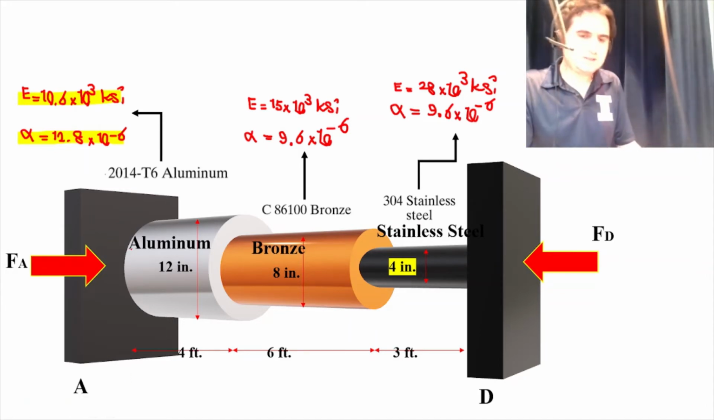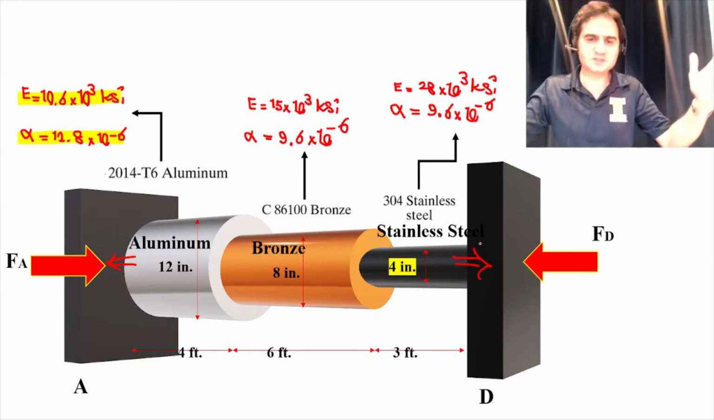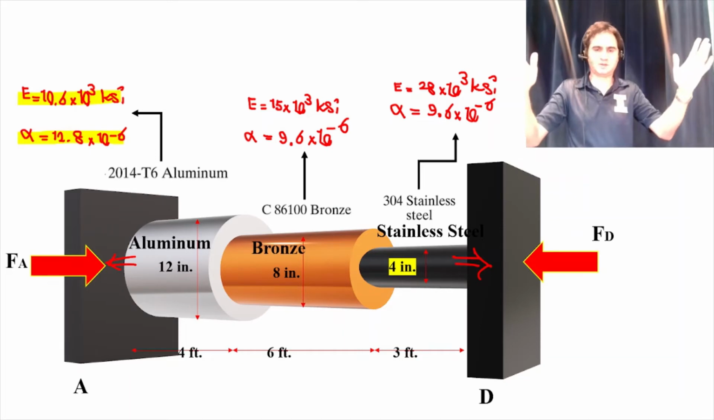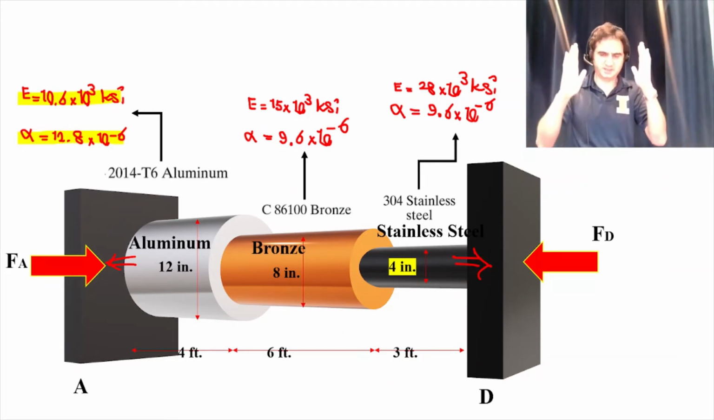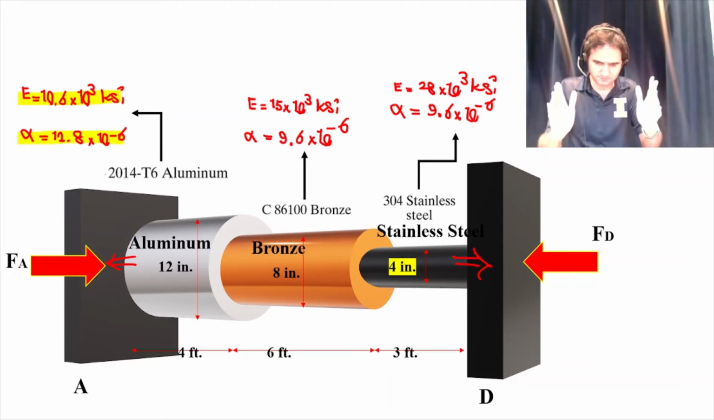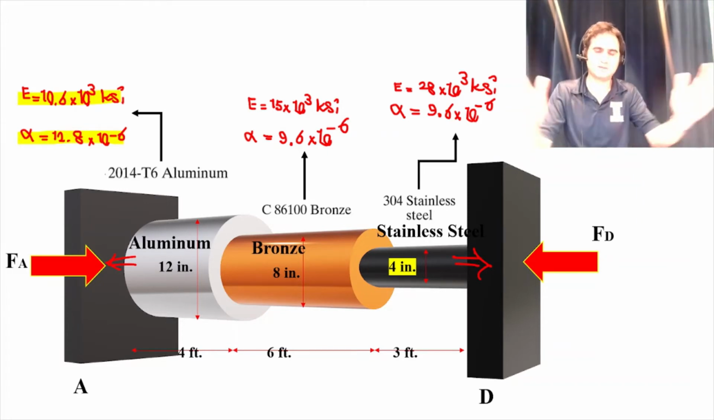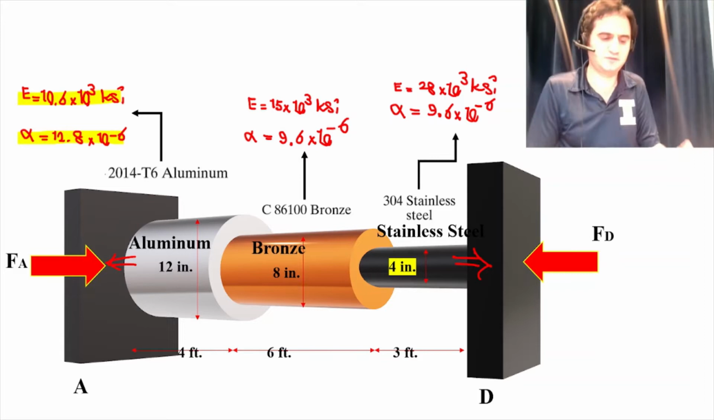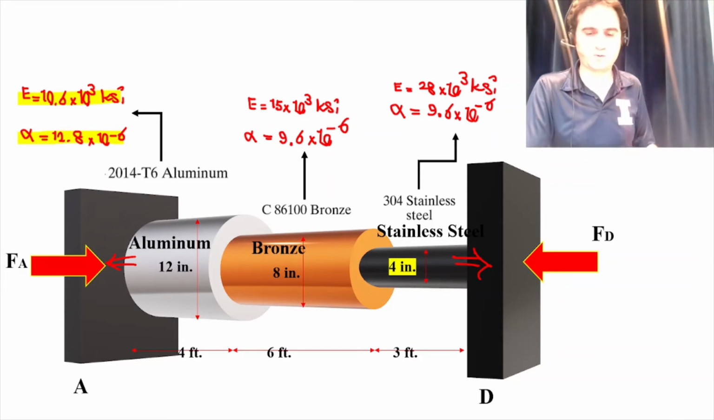As soon as we heat the system, there is an expansion of material. There is outward expansion toward the supports due to the increase in temperature. At the same time, because it's fixed at both ends, supports A and D don't let it go anywhere, so the same amount of force is applied to the system. We call that Fa from support A and Fd from support D.